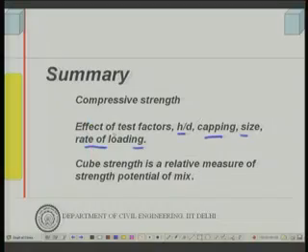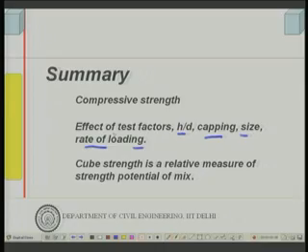This is important, which is why it is being repeated: it is only a relative measure of the strength potential of the mix. Nevertheless, this is how we do all quality control, and this value is also used in design because we can correlate it to the actual strength in the structure. In design we take a factor of 1.5; we assume that the cube strength is about 67% of the strength in the structure, though actual strength will vary. So, these are the issues related to compressive strength.